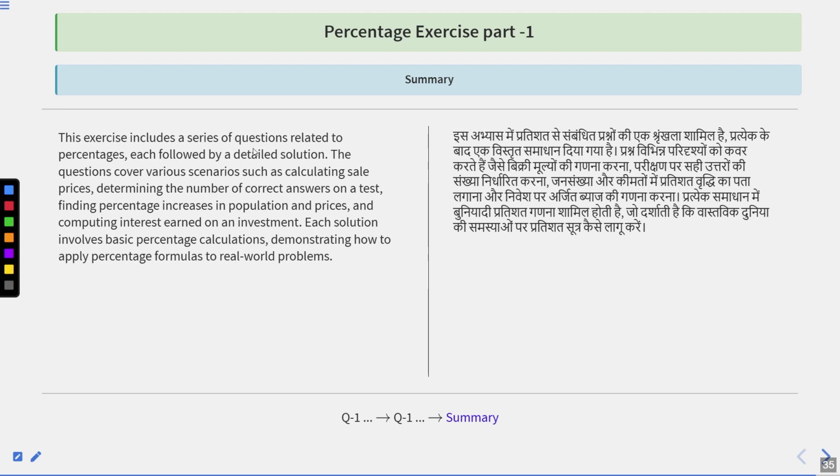So these were the questions, and here is the summary of the exercise. This exercise includes a series of questions related to percentages, each followed by a detailed solution. The questions cover various scenarios such as calculating sale prices, determining the number of correct answers in a test, finding percentage increase in population and prices, computing interest earned on investments, etc. And each solution involves basic percentage calculations, demonstrating how to apply the percentage formulas to real world problems.